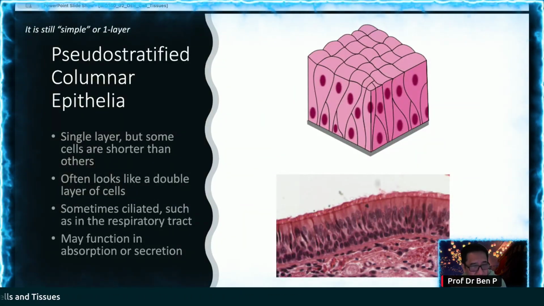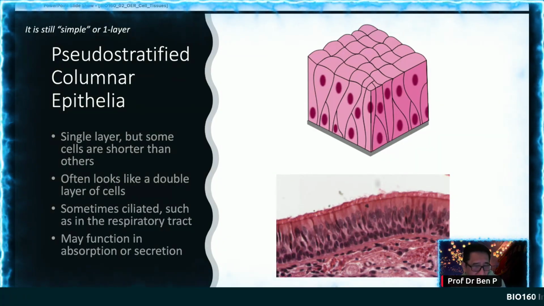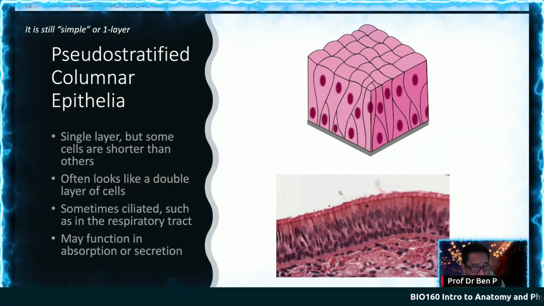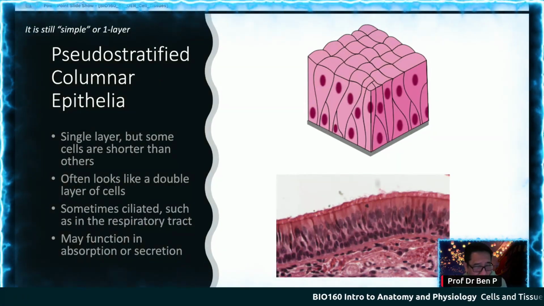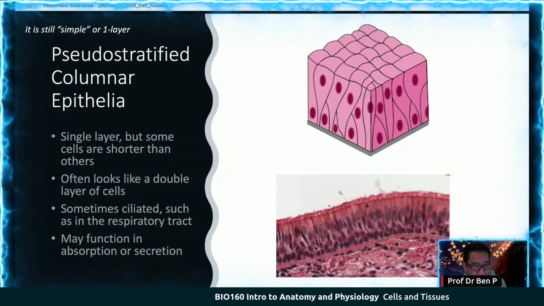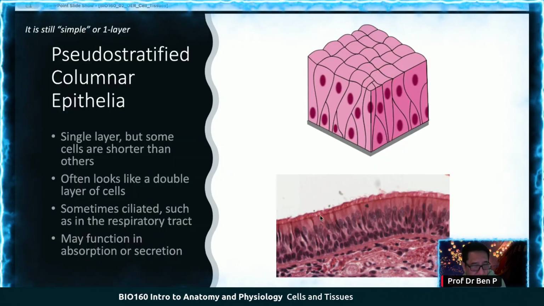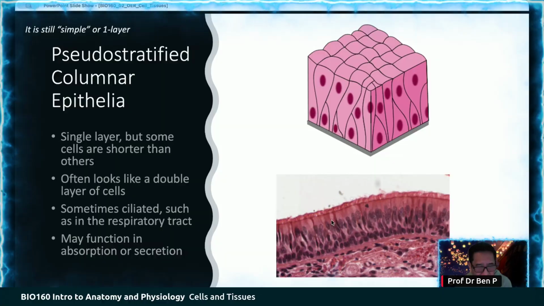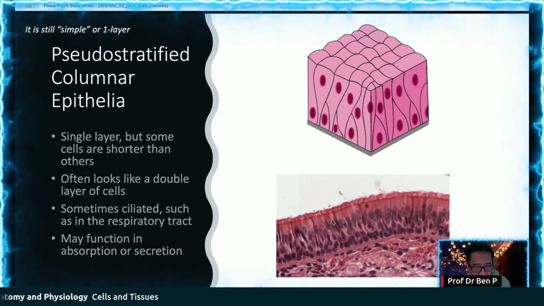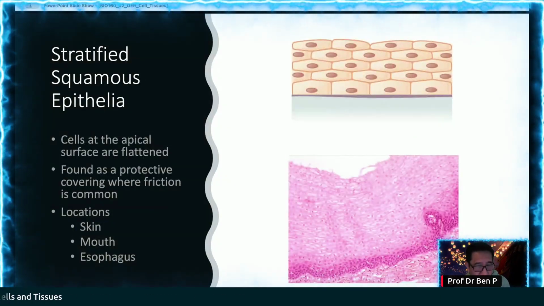Pseudostratified columnar epithelial, again, they are one layer, but they look like more than one, but they're just one. They look like a double layer. They have tiny hairs on the top, all over the place. They have many functions, including absorption and secretion throughout your whole body.